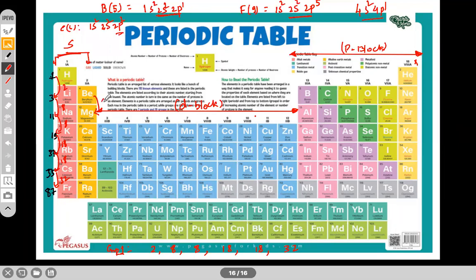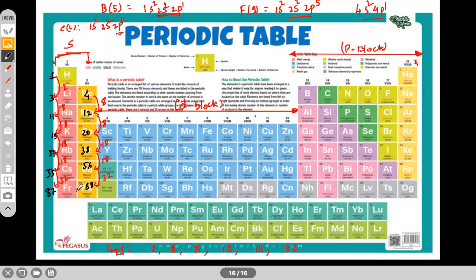This pattern is true here also. Beryllium to magnesium, the gap is 8. Magnesium to calcium, the gap is again 8. Calcium to strontium, it is 18. This is also 18, and this is also 32. So suppose, what is the atomic number of beryllium? It is 4, right? If you don't remember, you know the position: hydrogen is 1, helium is 2, lithium is 3, beryllium is 4. Once you know beryllium, you add 8, it is 12. You add 8, it is 20. You add 18, it is 38. You add 18, it is 56. You add 32, it is 88.